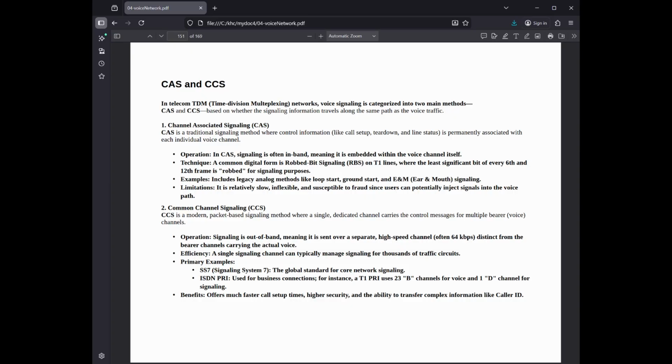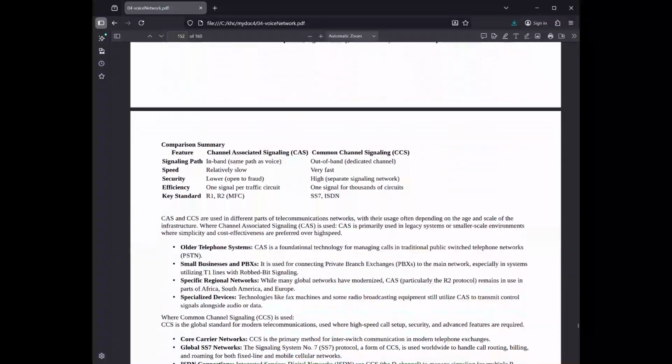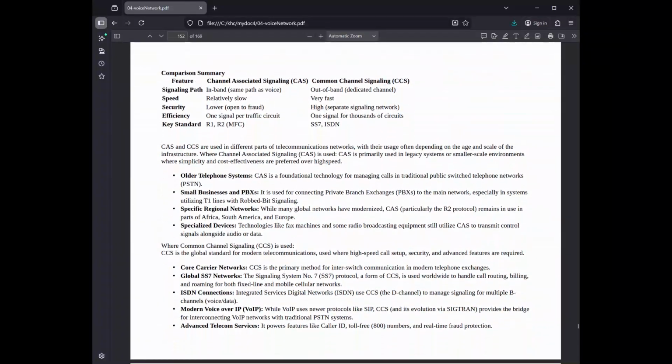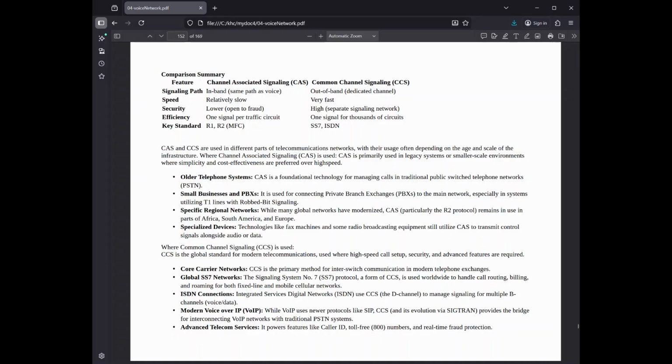Primary examples: SS7, Signaling System 7, the global standard for core network signaling. ISDN PRI, used for business connections. For instance, a T1 PRI uses 23 B channels for voice and 1 D channel for signaling. Benefits: offers much faster call setup times, higher security, and the ability to transfer complex information like caller ID.